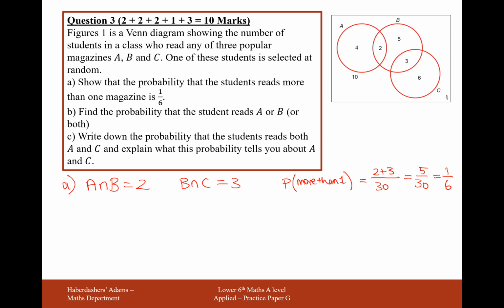Now, as I said before, when it is a show that question, do go overboard on showing your workings, because all of the marks are going to come from there. Find the probability that the student reads A or B or both.